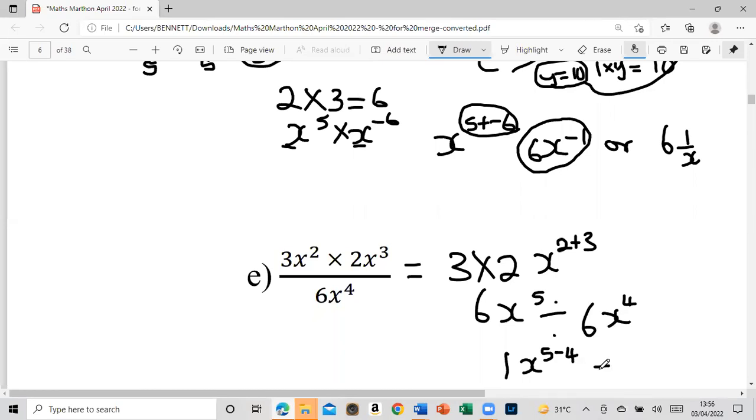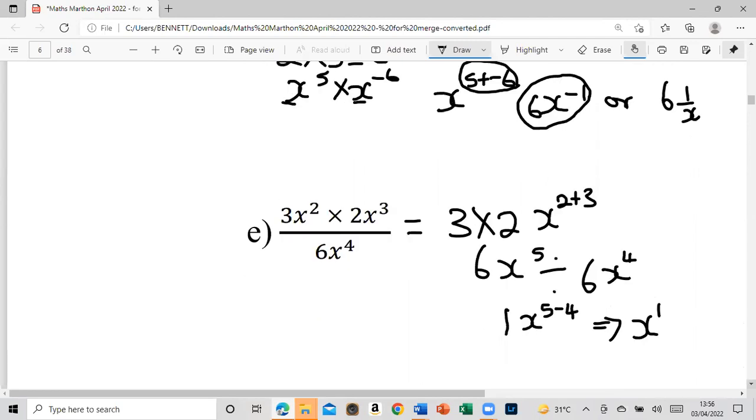All right, so I've seen that, guys. You know, students actually do that. So 5 minus 4, that's 1. You can write x to the 1 or just x.